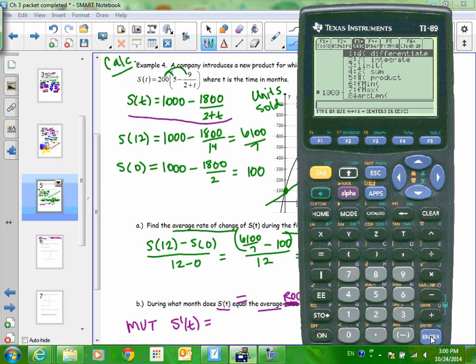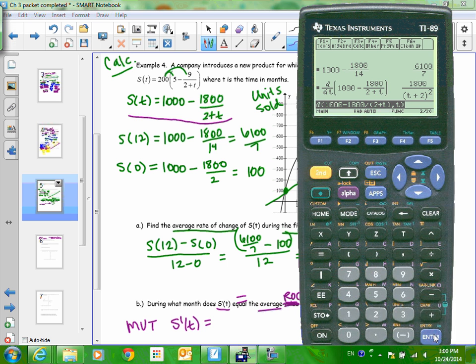F3, differentiate 1,000 minus 1,800 divided by, I need to use a parenthesis, 2 plus t, and then I need to go comma t. Okay. How do you get the differentiate? F3.